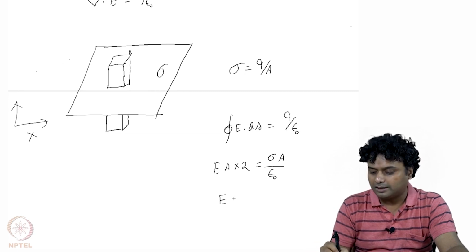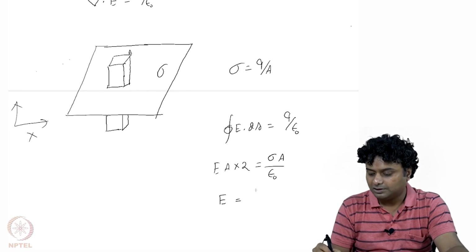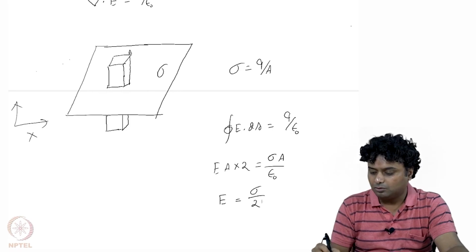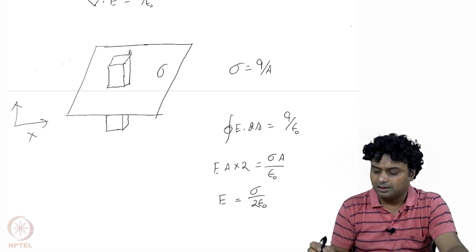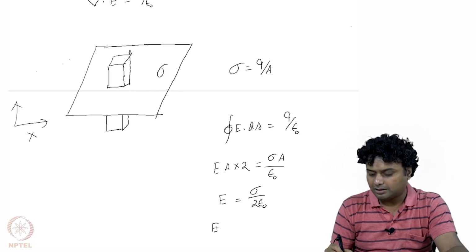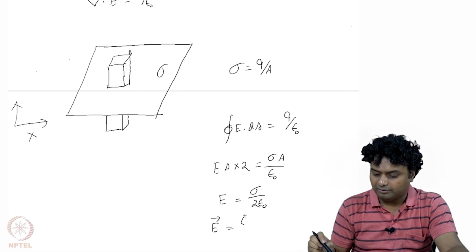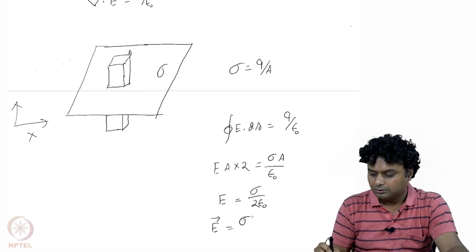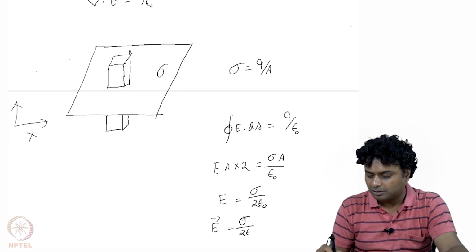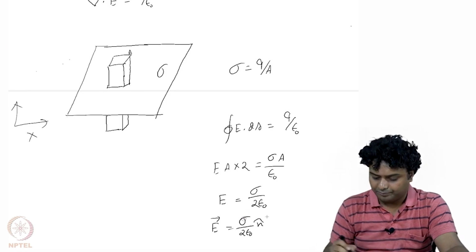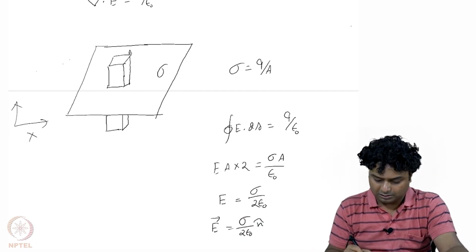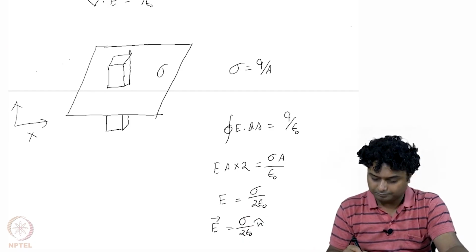So E I can write as sigma by 2 epsilon naught, right, and if we add the vector sign, then the E vector is equal to sigma by 2 epsilon naught n cap, where n cap is the surface normal vector.